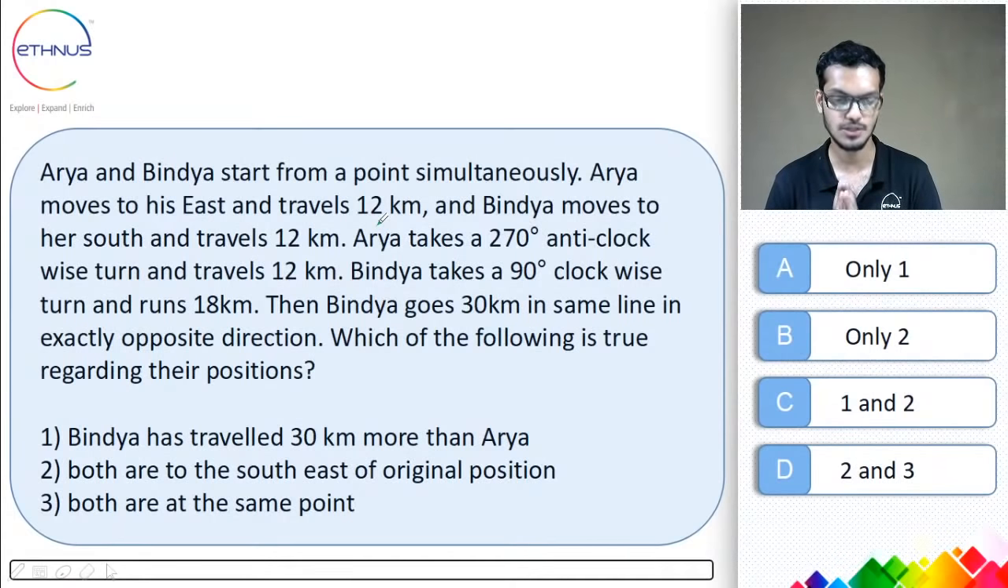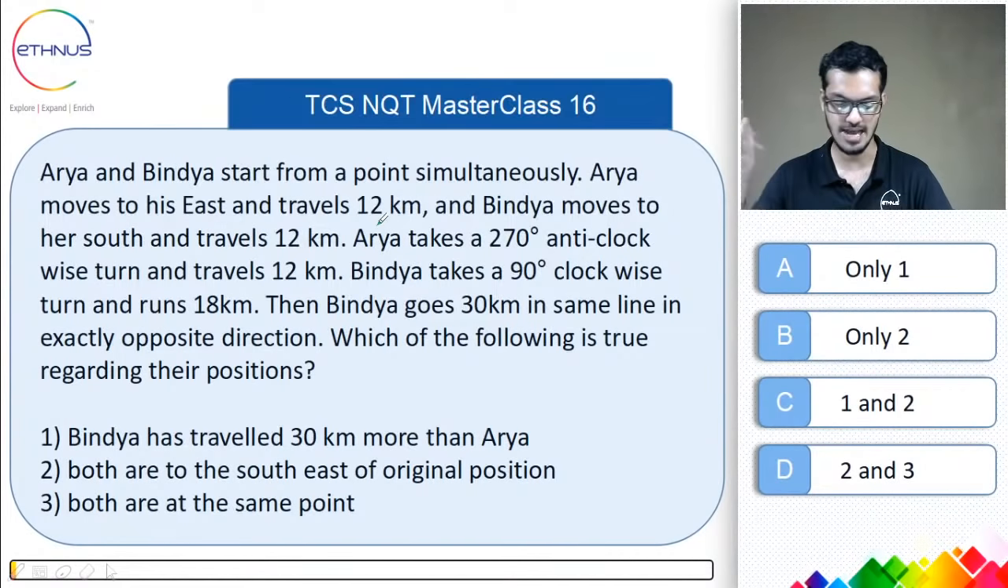Okay, so there are 2 people here, that is Arya and Bindya. They start from a point simultaneously. Arya moves in east direction and travels 12 kilometers. So there are 3 conditions. You should tell which of the 3 conditions are true. Okay, and your time starts now. 1 minute 30 seconds to solve this problem.